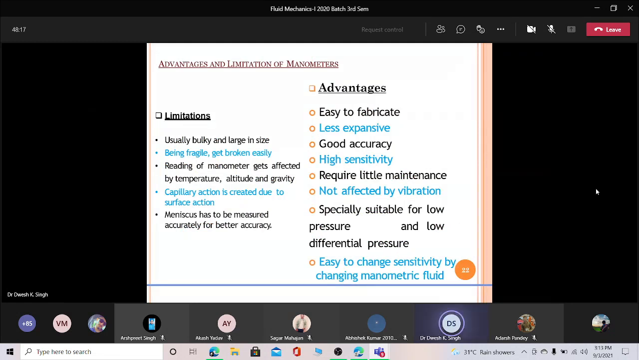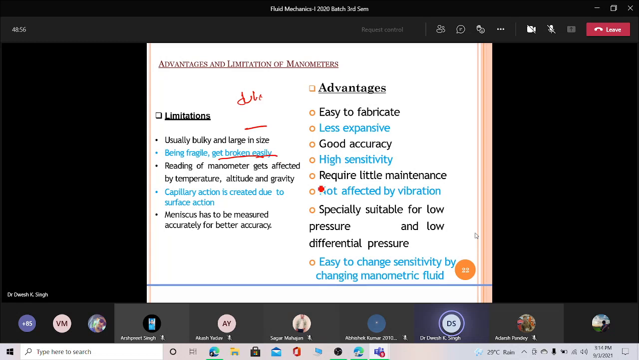So we have some advantages and disadvantages of this manometer. As I told you, the limitation is that usually it is bulky and has a very large tube length. One of the demerits of this manometer is that it contains a tube, so there is more chance of it being broken. So one of the limitations is that a manometer breaks easily.